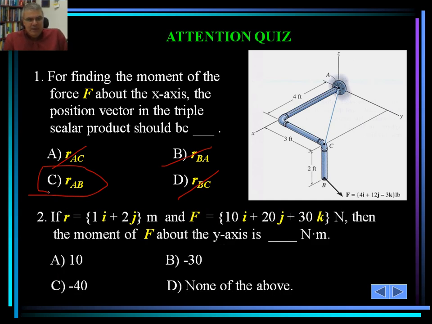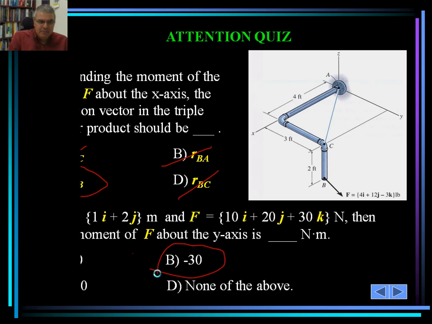So the second question here: if r is 1i plus 2j meter and F is 10i plus 20j plus 30k Newton, then the moment of F about the y-axis is which one of these? We can simply calculate this and the correct answer would be minus 30. Try this on your own and make sure you get the correct answer.